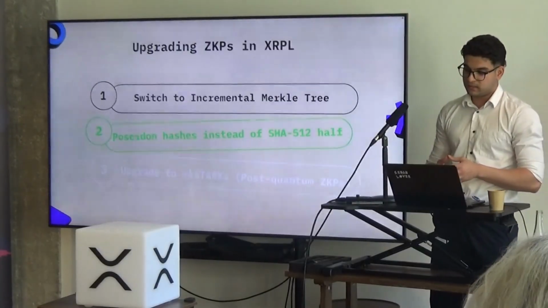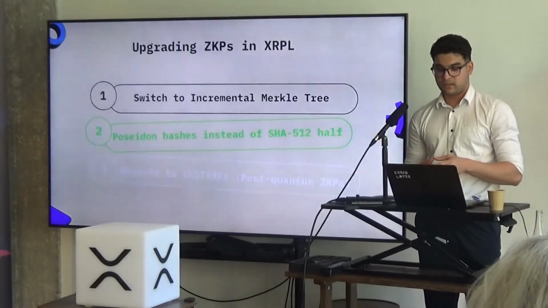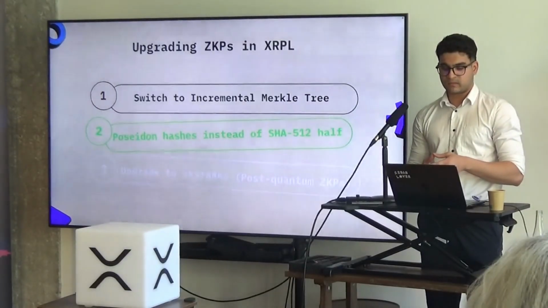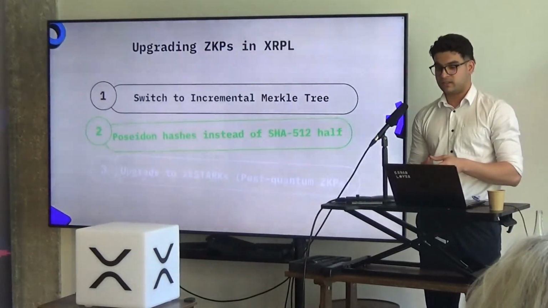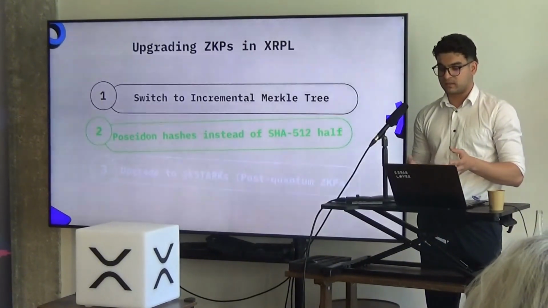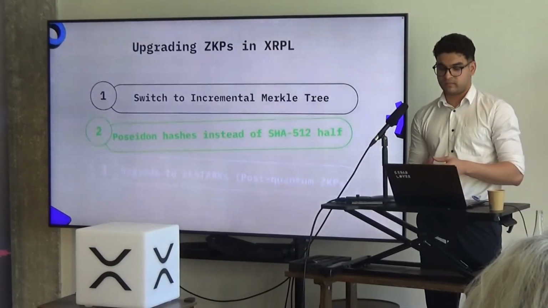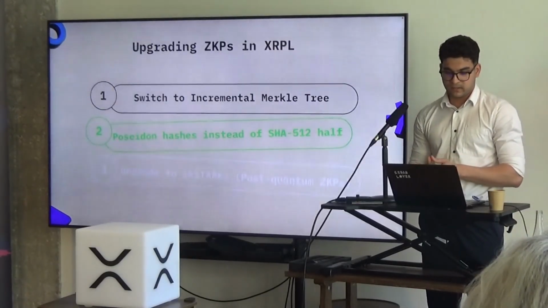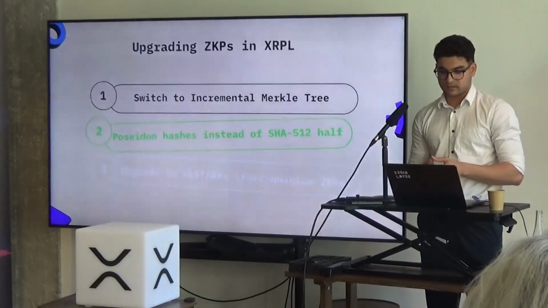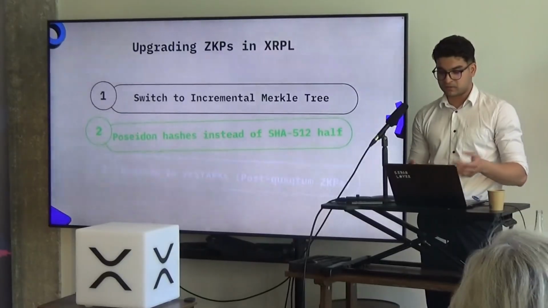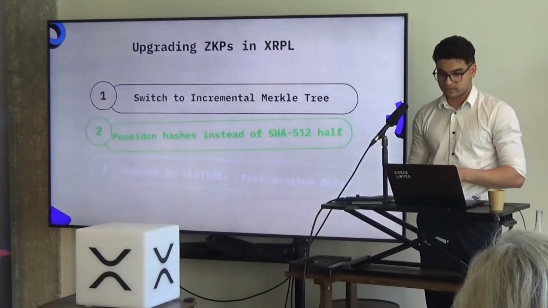Then the second improvement which we have worked on currently is we used Poseidon hashes to store the commitments instead of the XRPL's native SHA-512. Again, this sped up the transaction time by a lot. And then finally, we upgraded to zkSTARKs, which is scalable, transparent arguments of knowledge, also known as post-quantum zero-knowledge proofs.